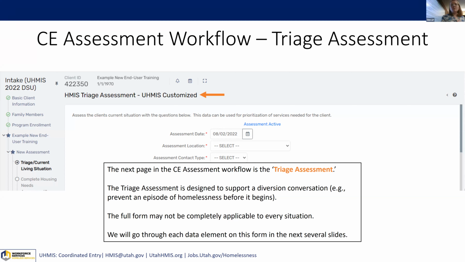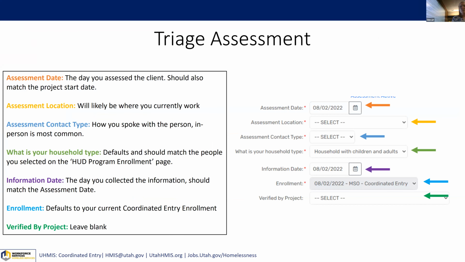The triage assessment has several data elements. I will go through the required ones here. The date is just the day you did the assessment. The location is where you did it. It's usually just your employer's name, like Ogden Community Action Partnership, the only one I'm thinking of because Cody is right there in front of me. So it's just where you're working usually. Sometimes it'll be site-based, but most of the time it's just where you work.